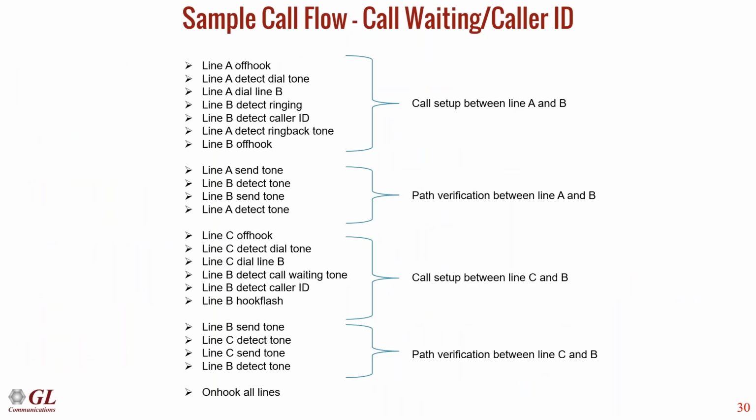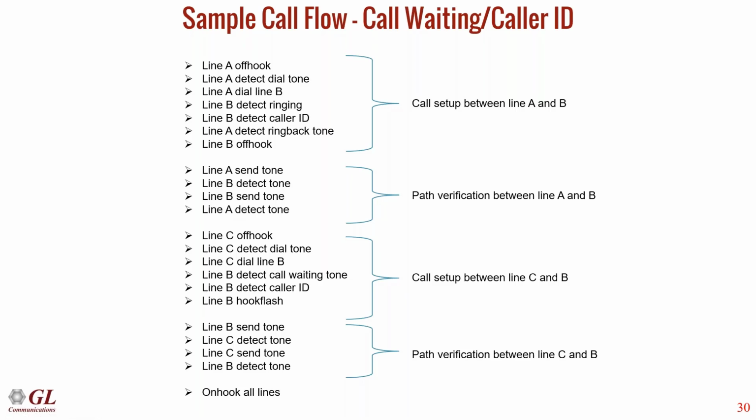What we're showing here is just a simple call flow. Line A goes off hook, it dials, it detects the dial tone, it dials line B. Line B detects the ringing, detects the caller ID, and then line A hears that ringback tone, and then line B goes off hook and answers the call. So line A is now talking to line B. It can send tones, detect tones, and vice versa.